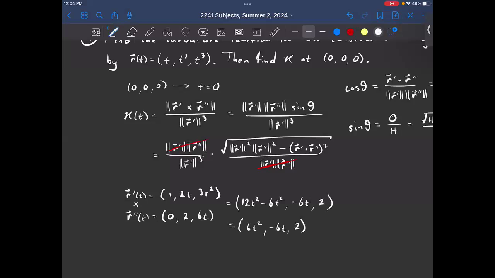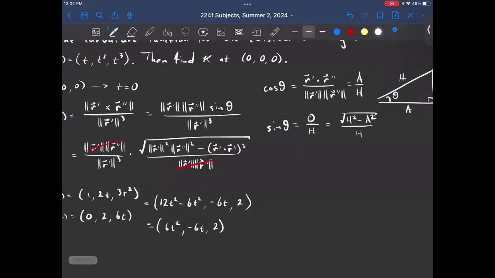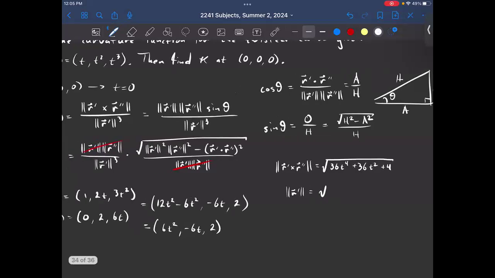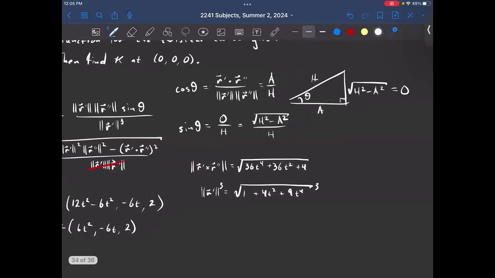All right, and then we'll need the norm of this vector and the norm of this vector r prime. So if we go ahead and compute those, we have norm of r prime cross r double prime is square root of 36t to the fourth plus 36t squared plus 4. All right, and then norm of r prime is going to be square root of 1 plus 4t squared plus 9t to the fourth. And then I'm going to go ahead and cube this, because that's what we'll need. And if I want the curvature, I take these two things and I divide them.